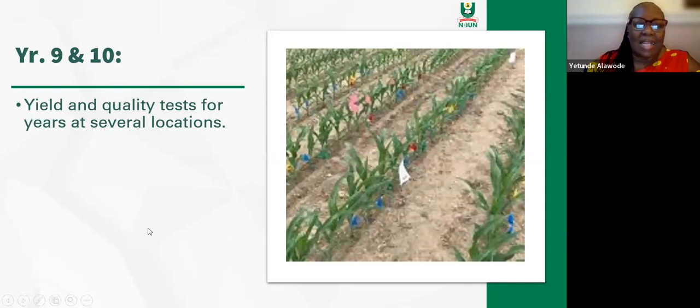And year 9 and 10, you now do what is called multi-locational trial. That's you plant the few seeds you have in different locations so that you'll be able to know the performance. Is the performance the same if I take it to the north, plant it in the north, and plant it in the south? Is it the same or is it different results I will get? So you want to know the yield in different locations. So that is what you do in your year 9 and 10.